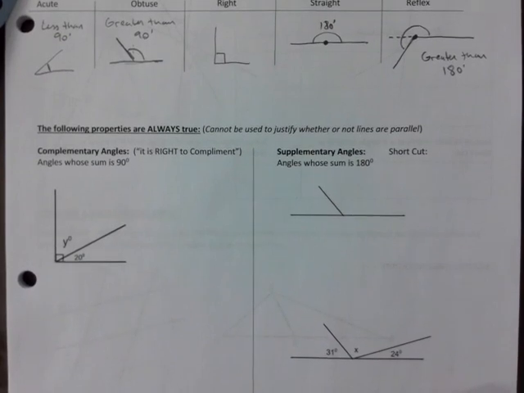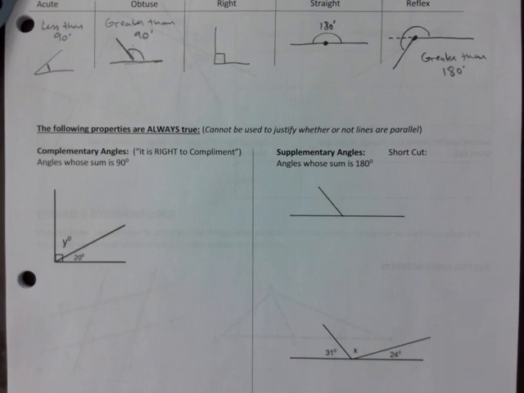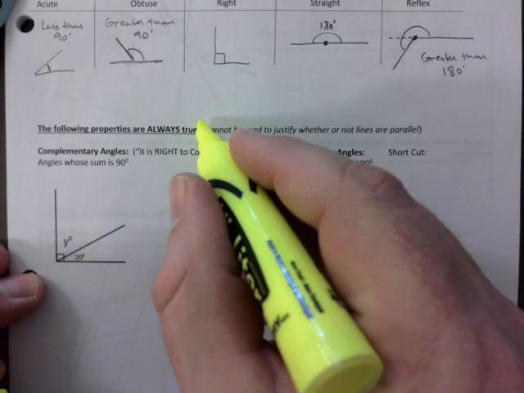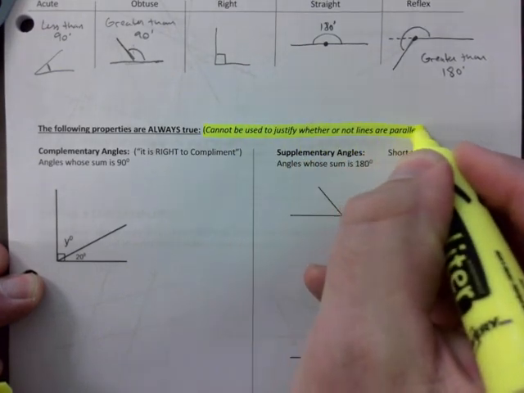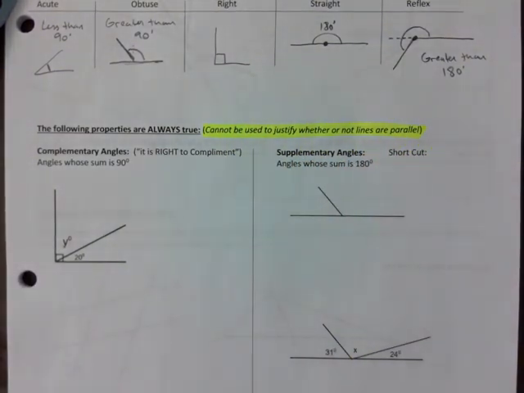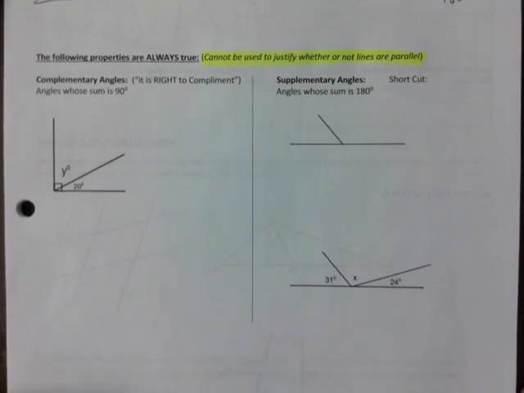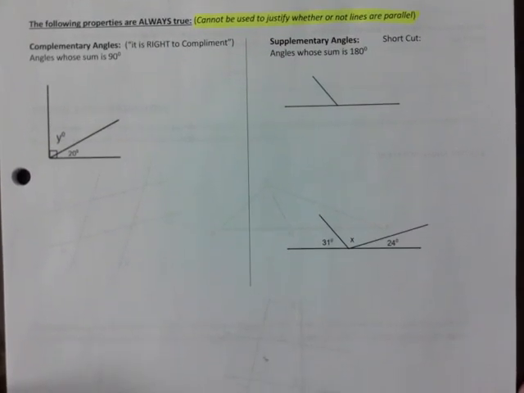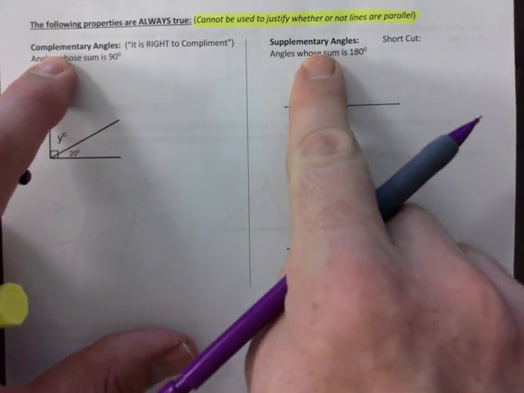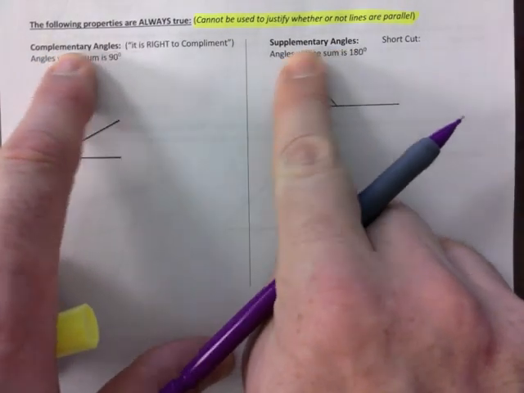I'm going to continue. The following properties are always true, but I'm going to highlight this because later on we're going to justify whether or not lines are parallel. These cannot be used for that purpose, but it will allow you to solve for angles that at first sight are not there.